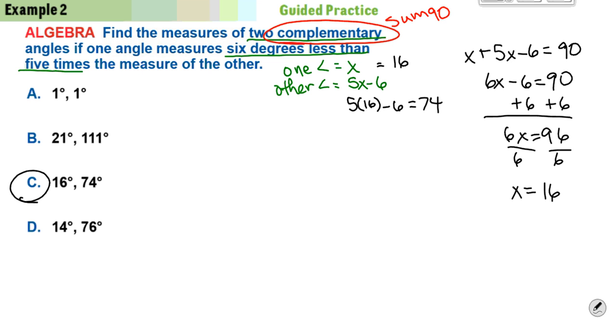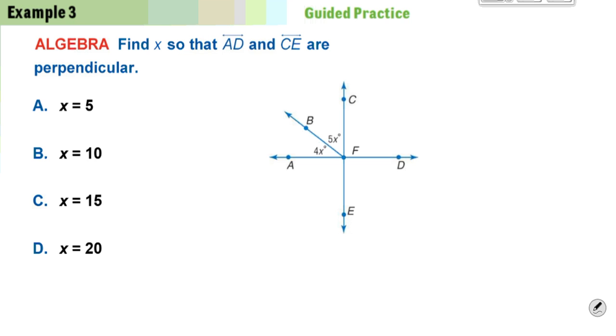For number 3, you were to find x so that line AD and line CE are perpendicular. So I'm going to use my yellow marker. AD and CE are these two right here. So I'm going to mark that with a little right angle, and I can put it in any of those four corners, but I'm going to put it right there because those two are the x ones. So 4x plus 5x equals 90 degrees, and so 9x equals 90, divide by 9, and x equals 10. So letter B is the correct answer for that one.